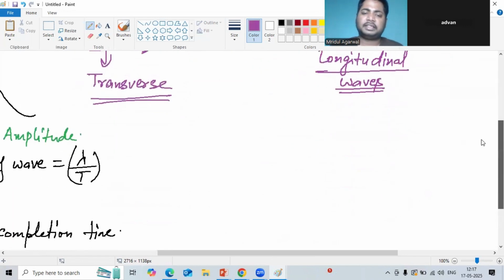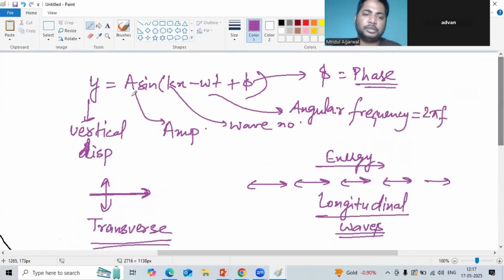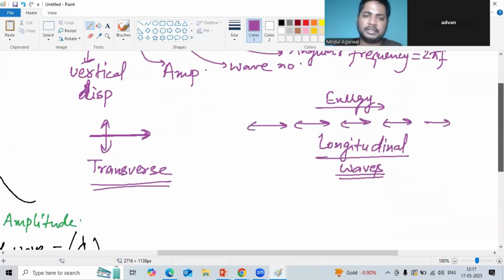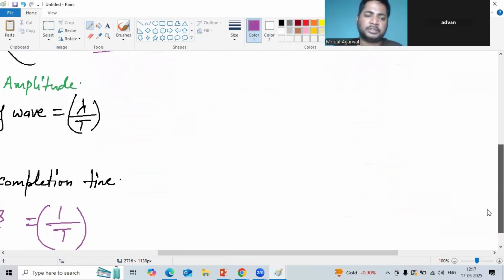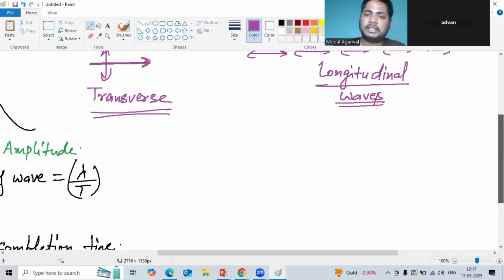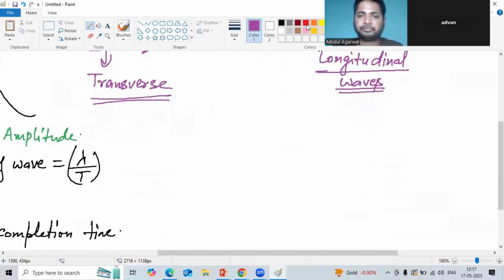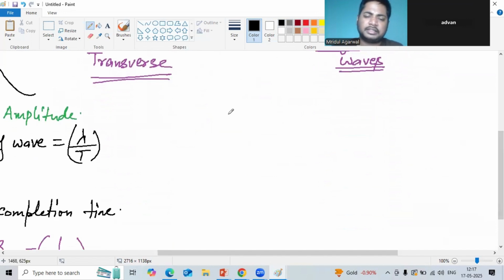An important next thing is that this is your y. y is equal to A sine of kx minus omega t plus phi. So this is understood. This is your wave.